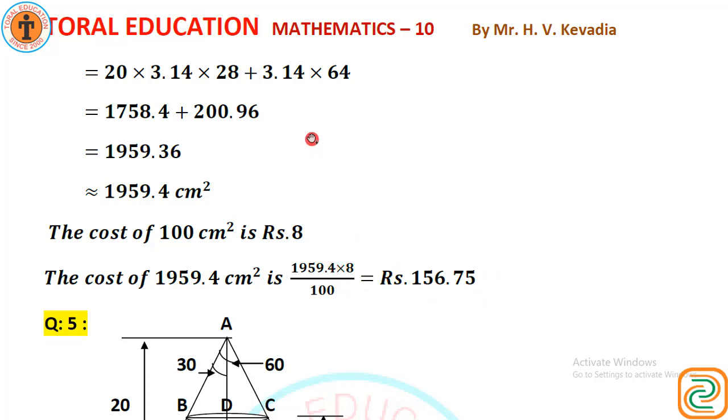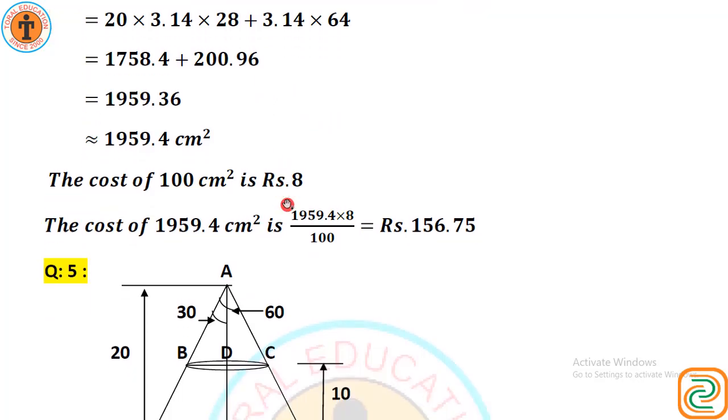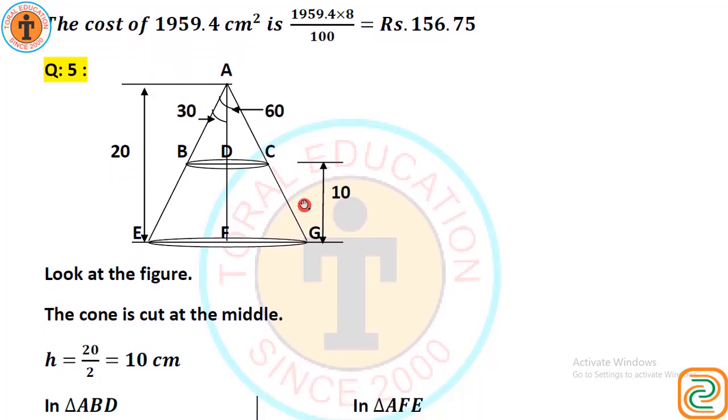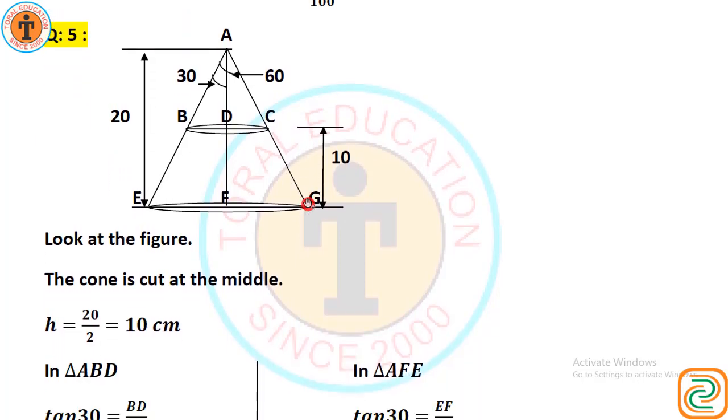Now question number 5. Question number 5 is somewhat difficult. Pay your full attention towards this. A metallic right circular cone 20 cm high. This is a cone whose height is 20 cm. Here I have given 20 cm. Whose vertical angle is 60. This is known as vertical angle. This whole angle EAG is 60, right?